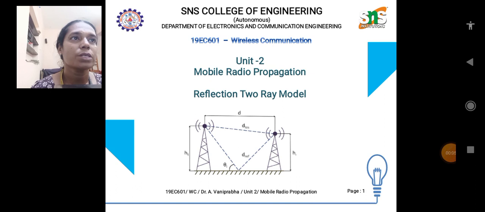Today we are going to discuss the two-ray reflection model. What is the two-ray reflection model? It is otherwise known as the two-ray ground reflection model, which is a simplified propagation model commonly used in wireless communication to analyze the effects of ground reflection on signal propagation.